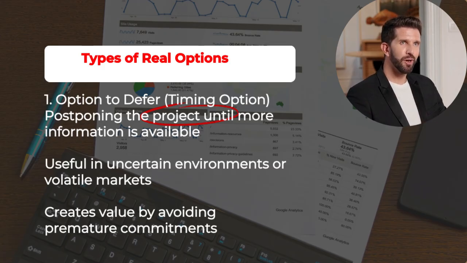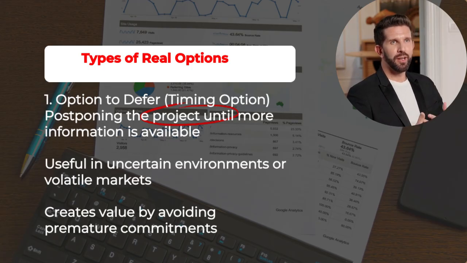6. Growth option. Strategic investments that enable future projects. Cannot be valued directly using cash flow methods. Value lies in strategic positioning, not current income. Example, acquiring land in a developing area for future projects.